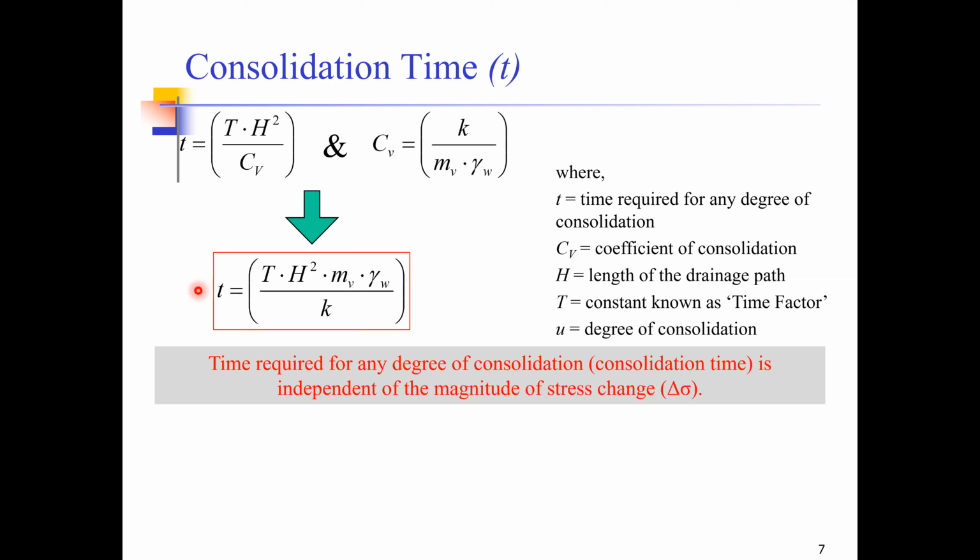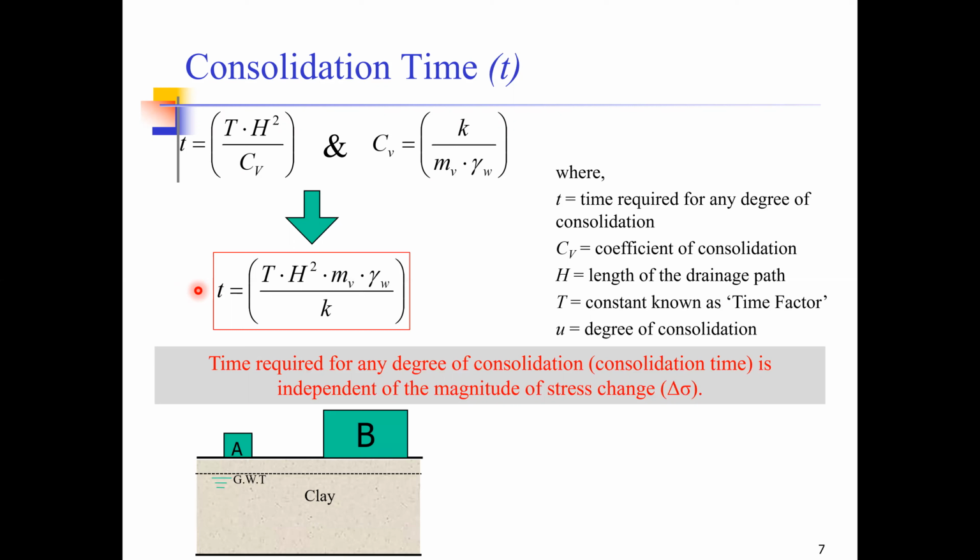To understand it a bit better, let's look at this figure. If we have a clay soil which is fully saturated and we place two loads, load A and load B, on the soil, the time required for 50% consolidation in both cases would be the same. In the same way, the time required for 90% consolidation, both in case of load A as well as load B, would be the same. This shows that the time of consolidation is independent of the applied stress.